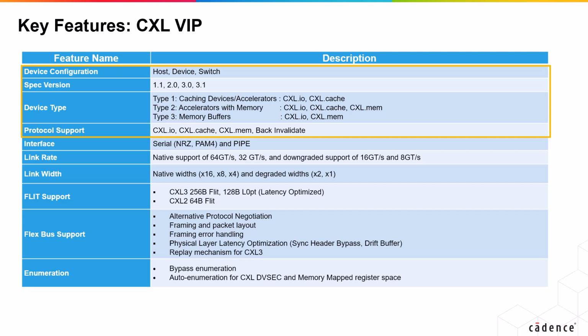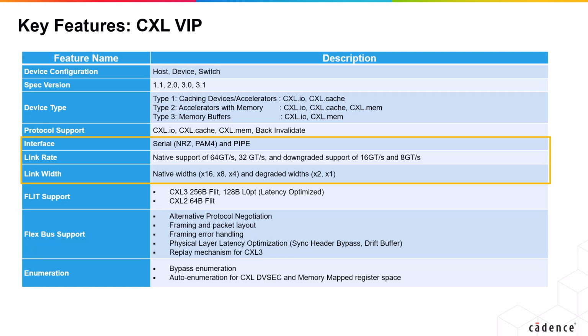The CXL VIP supports CXL.io, CXL.cache, CXL.mem, and Back Invalidate semantics of CXL. Back Invalidate is recently added in CXL 3.0 specification. The VIP supports serial NRZ and PAM4 interface as per selected speed. It also supports pipe interface.